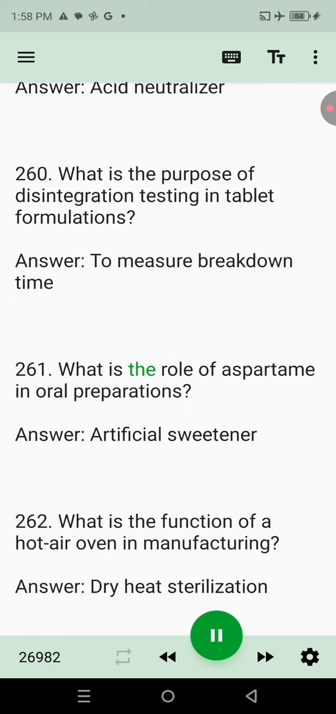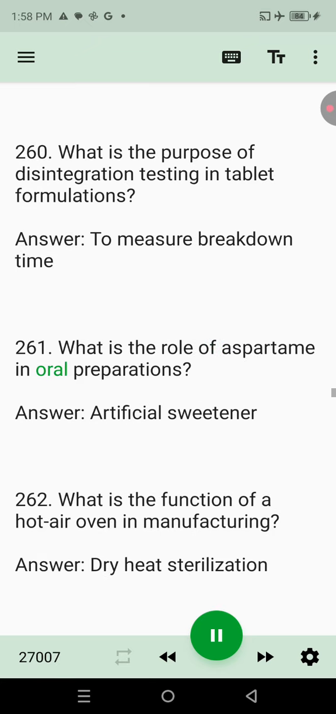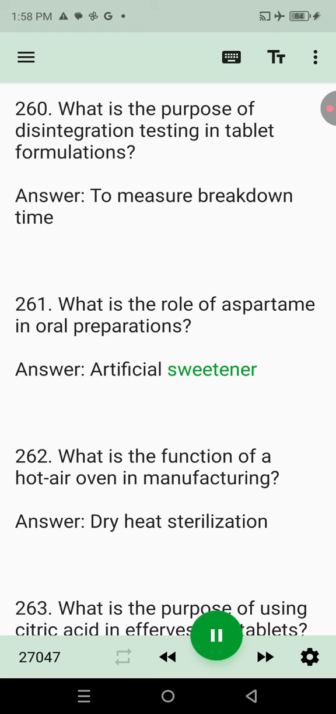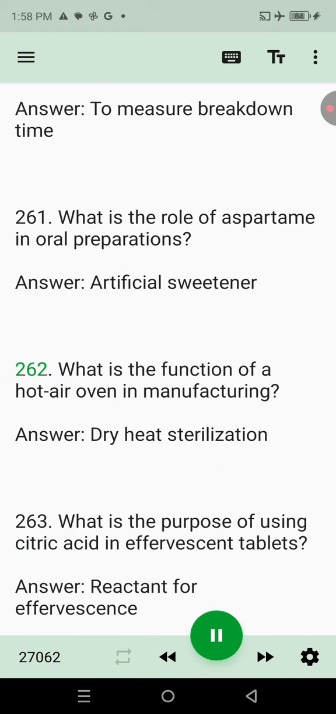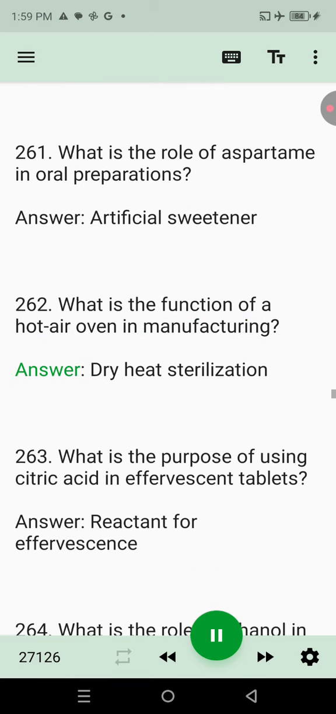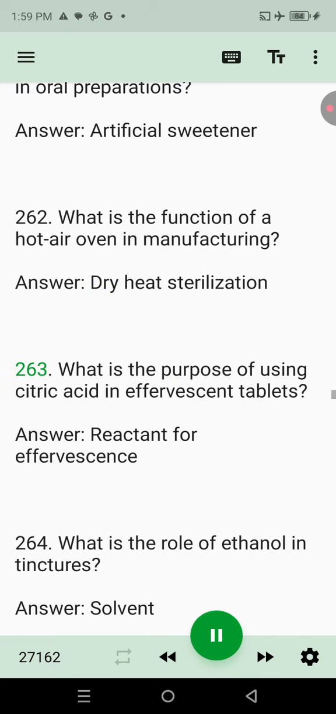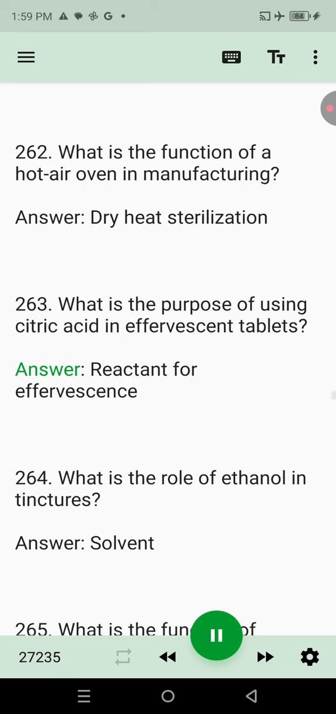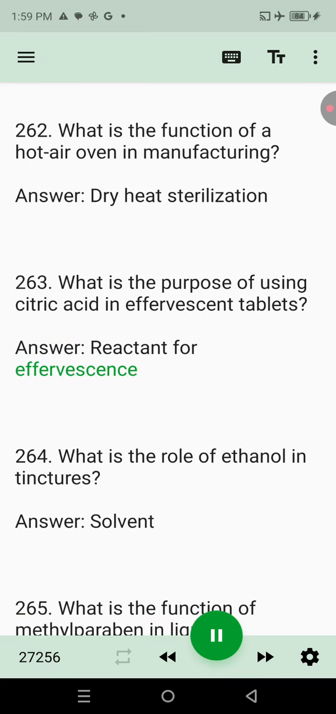261. What is the role of aspartame in oral preparations? Answer. Artificial sweetener. 262. What is the function of a hot air oven in manufacturing? Answer. Dry heat sterilization. 263. What is the purpose of using citric acid in effervescent tablets? Answer. Reactant for effervescence.